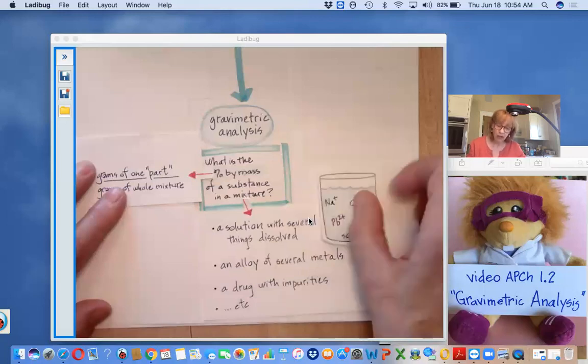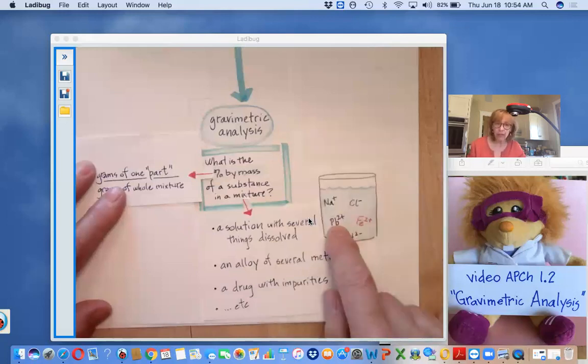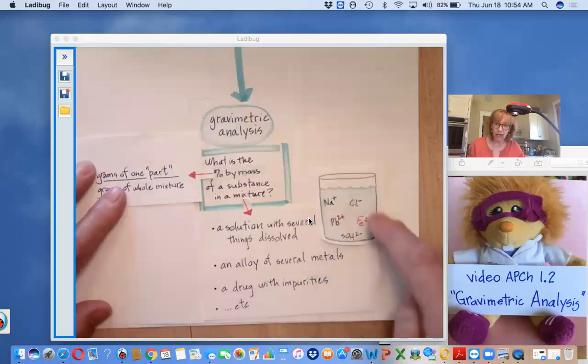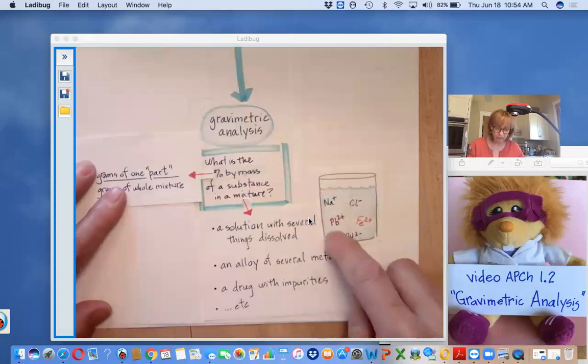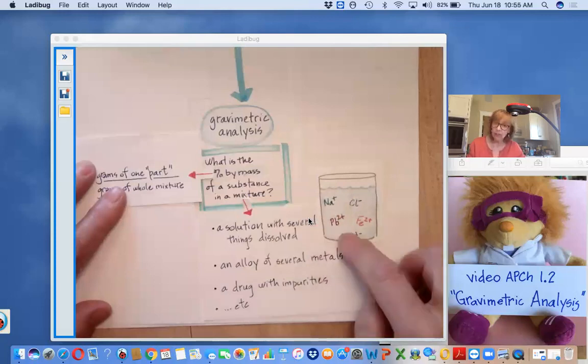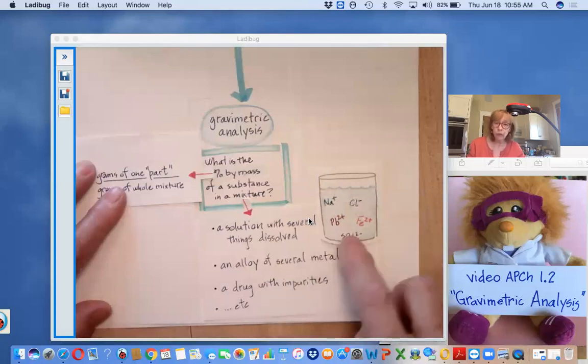Here's a beaker of water. Let's say this is water from the Animas River, and we know that it has lots of dissolved ions in it. But if you remember a few summers ago when there was the mine disaster up in Silverton, and a lot of extra, nasty stuff was dumped into the Animas River, well, one of those was lead.